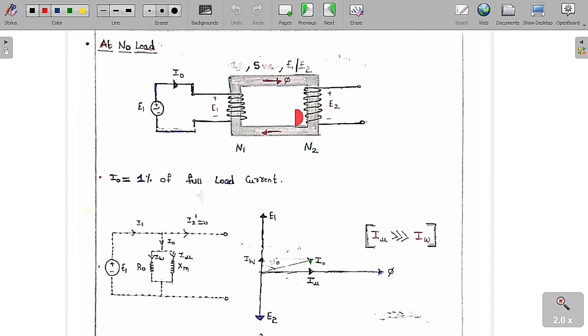As there is no load, still a small amount of current is drawn by the primary coil. This is called the no load current, because we have not kept any load, but still a small amount of current is drawn by the primary coil. I0 is nearly 1% of the full load current. If you keep a full load, the amount of current drawn at that time is very high, so I0 is only 1% of the full load current.